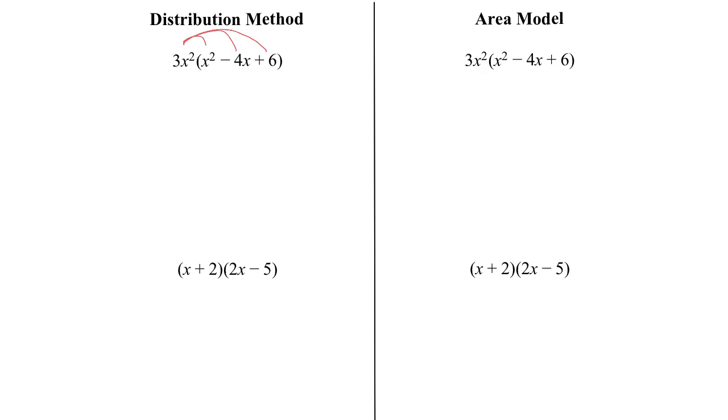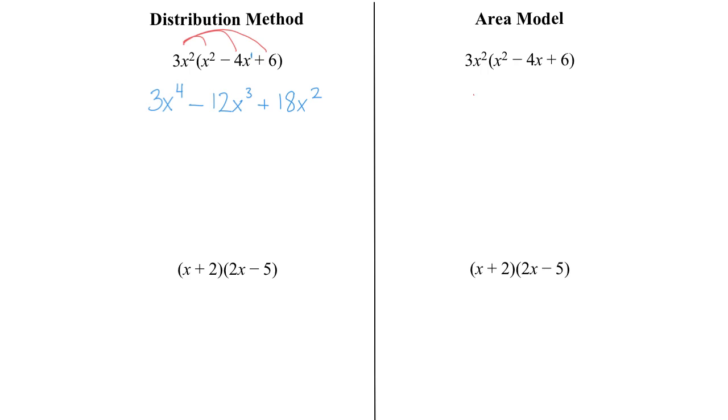So when I do 3x squared times x squared, when I multiply monomials, I add the exponents. So this is going to become 3x to the fourth, minus 3 times 4 is 12, and x squared times x is x to the third. Don't forget that there's an invisible 1 next to that x as an exponent. And then finally, 3 times 6 is 18. The 6 doesn't have a variable, so the x squared just comes along for the ride. All right, so that is the distribution way of doing that.